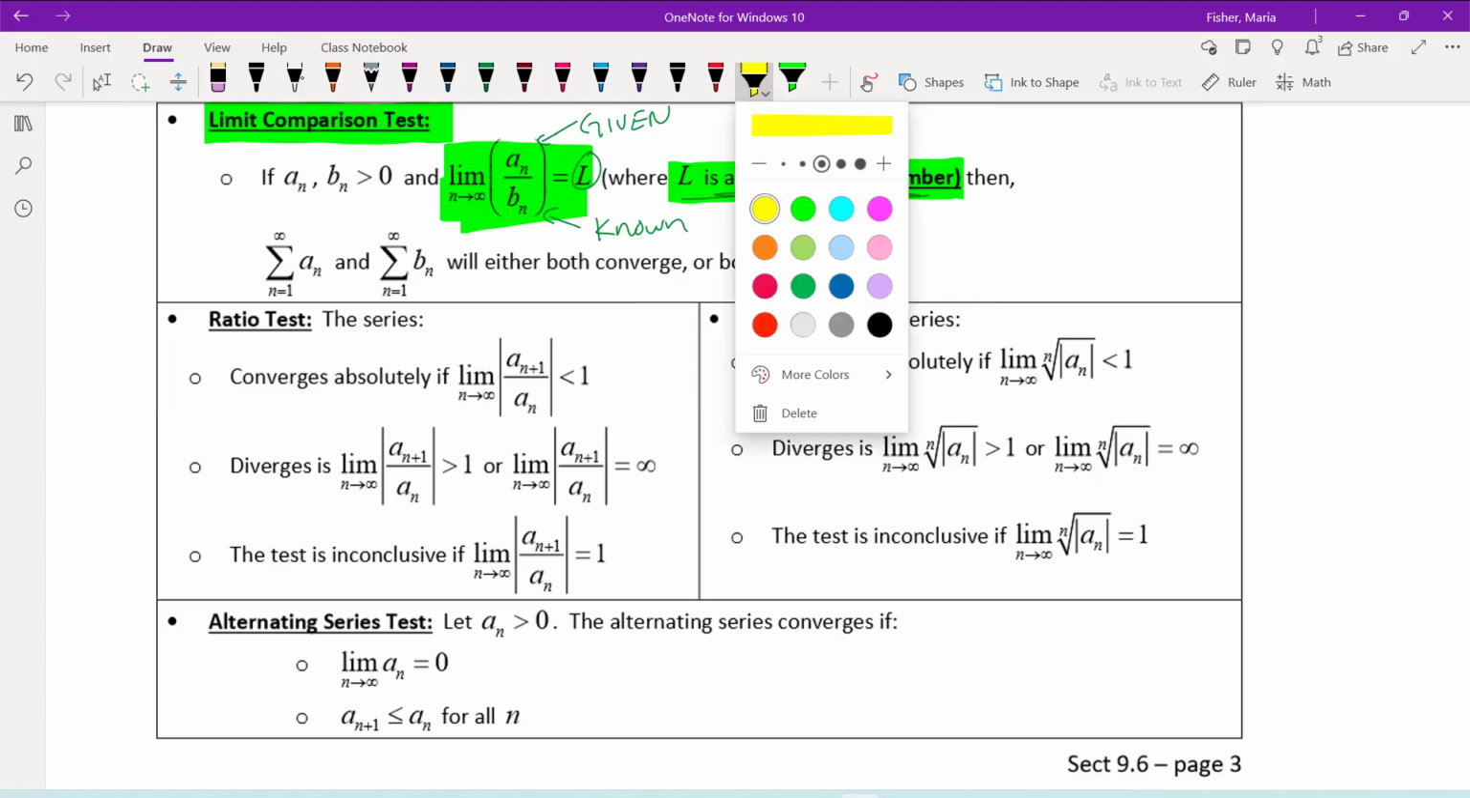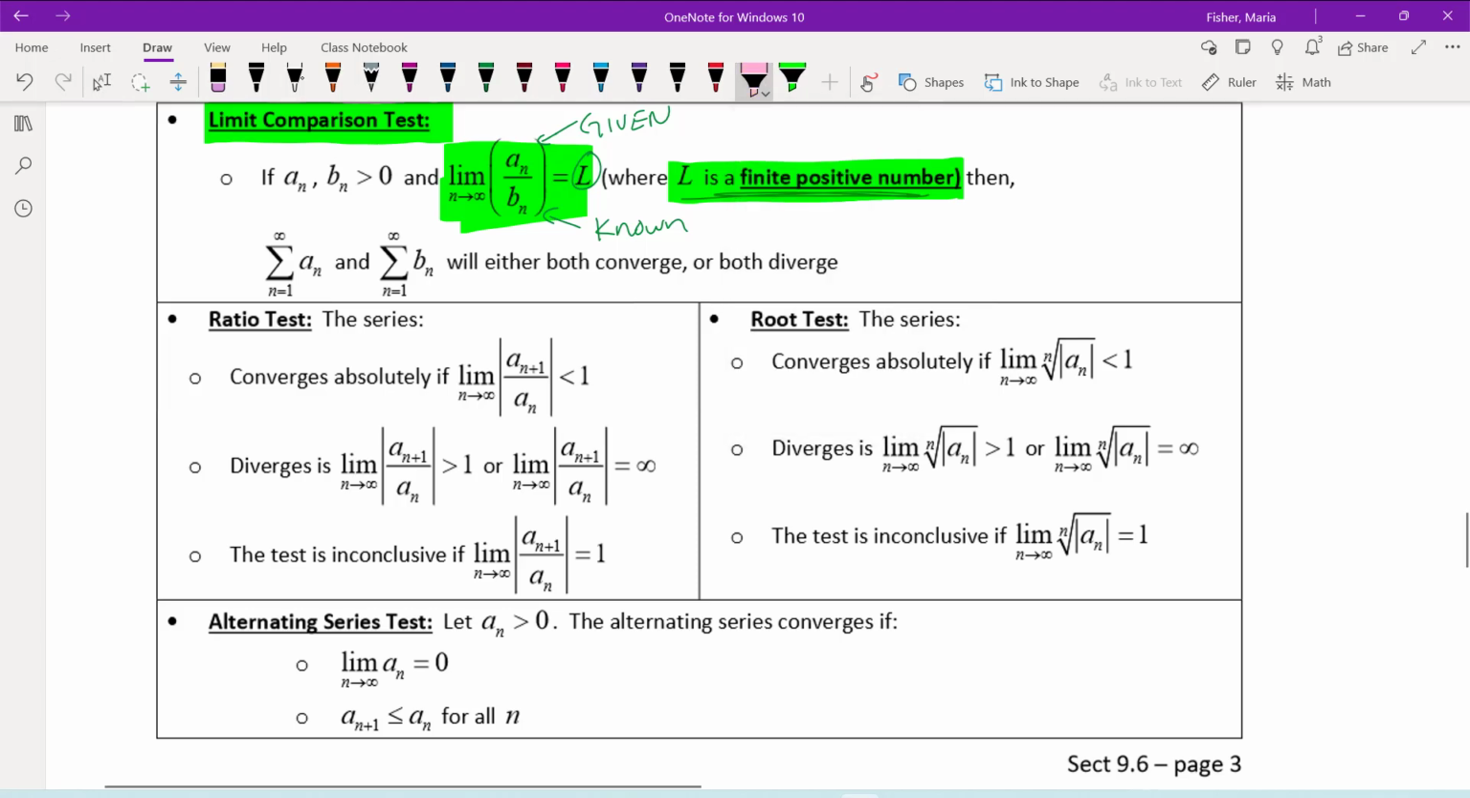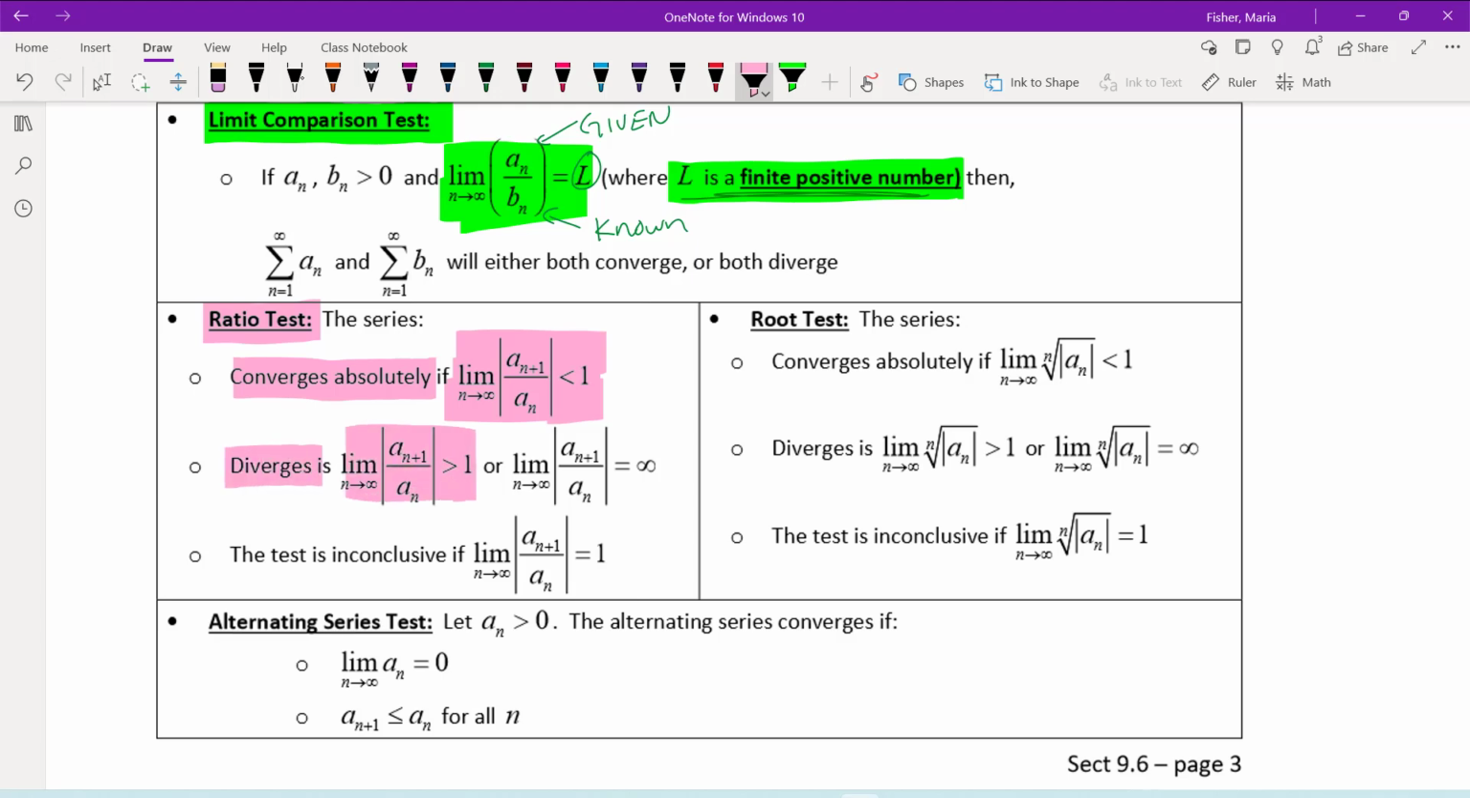The ratio and the root test we just looked at in this section. For the ratio test, we know that we converge absolutely if the limit as n goes to infinity of the absolute value of a sub n plus 1 over a sub n is less than 1. We diverge if that limit is greater than 1 or equal to infinity. And if it's equal to 1, our test is inconclusive. We have to use a different test.